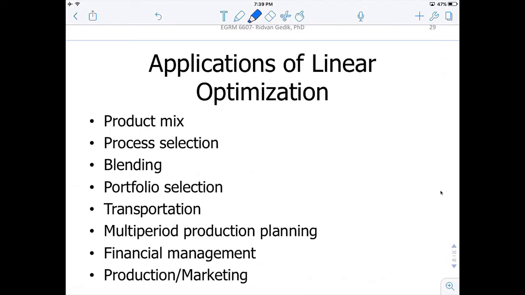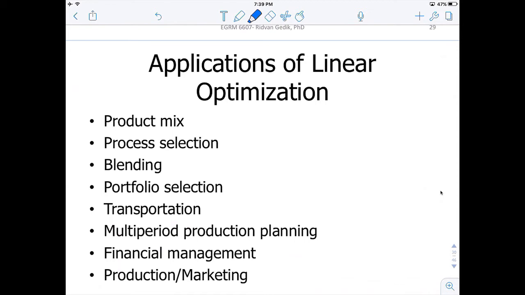Okay, so we learned the basic properties of linear programming methods and linear optimization, how to put together a mathematical programming model, right? So the first step is to identify the decision variables, the second step is to identify the objective function, the third step is to identify all the constraints, and the fourth step is to put together all of these in mathematical format.